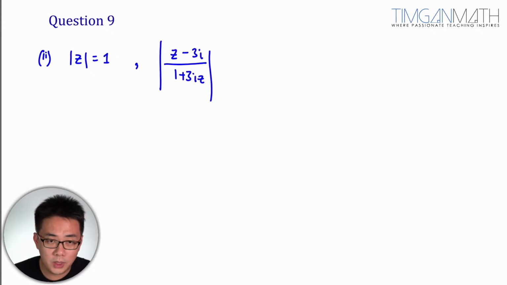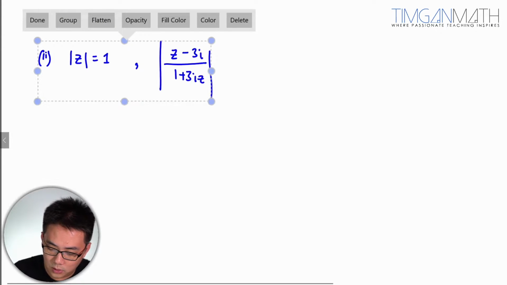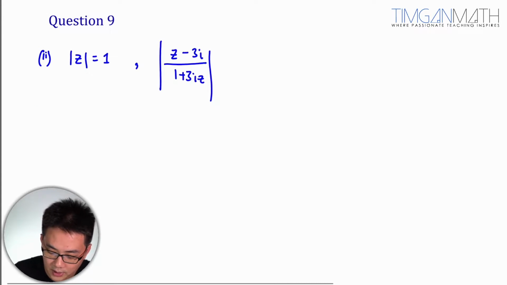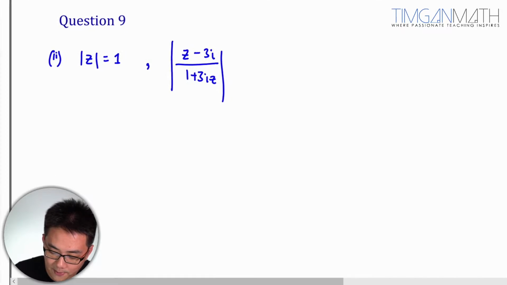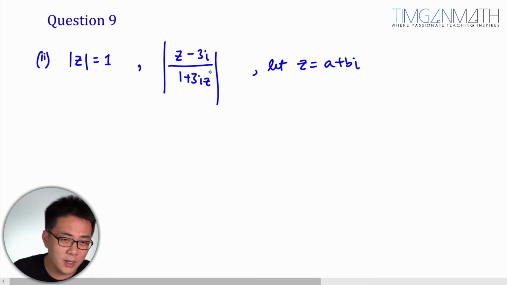So how do we do it? There are a few ways of doing it, actually. So we just write down what we already know. We know that mod z equals 1. In other words, I'm just going to let z equal a plus bi, because if I were to use exponential form, this is going to be a bit difficult. So I'm going to let z equal a plus bi.